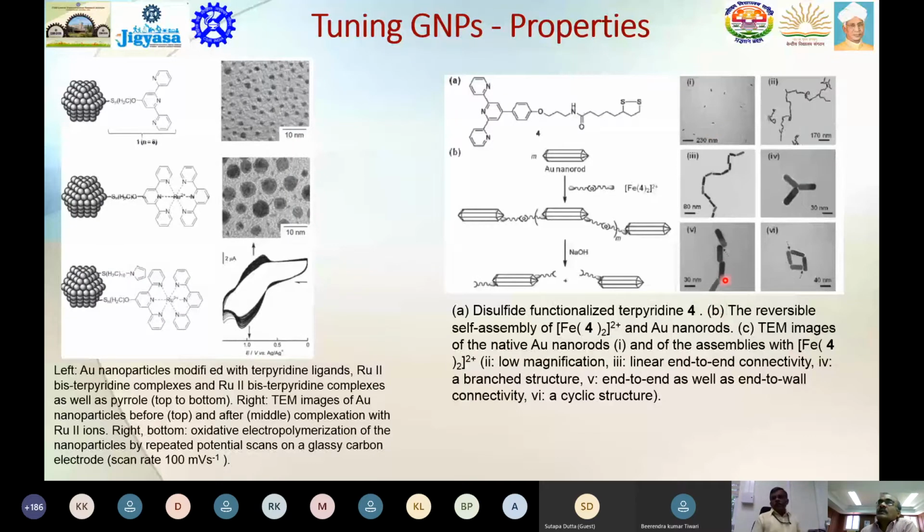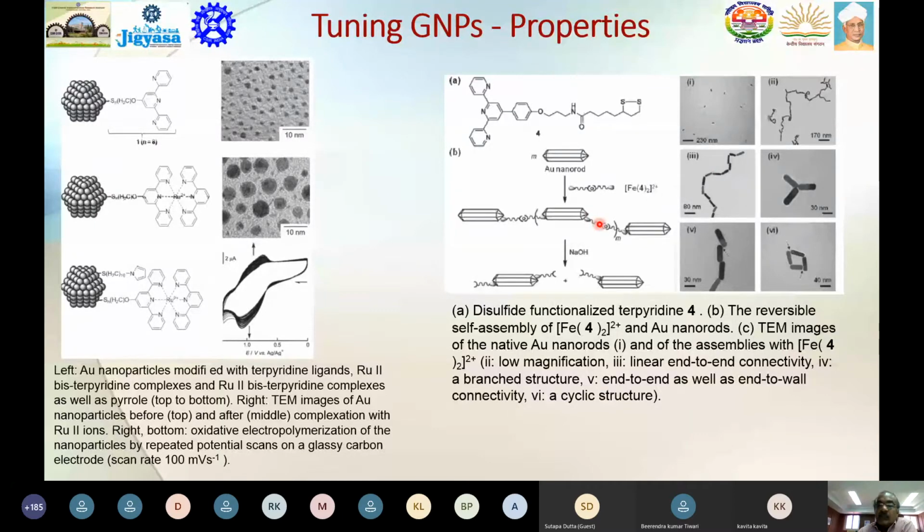This is what I wanted to show. This is a work from somebody who has done this work. This is from a literature I have taken this. So you can nicely bring gold nanorods together, you can form a square shape, you can form stars or a triangle, whatever you want to imagine. You can make chains. All these things are possible by appropriate additions of complex or transition metal between the terpyridine moieties, right?